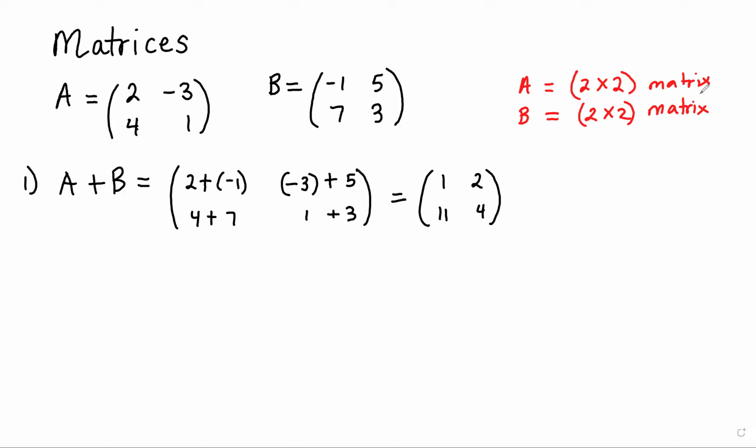If I had a third matrix, say this matrix C was 1, 3, right? That matrix. This would be a 2 by 1 matrix because it has 2 rows and 1 column. I would not be able to add A and C or B and C because C is a 2 by 1 matrix, whereas A and B are 2 by 2 matrices. So you can only add matrices of the same order.